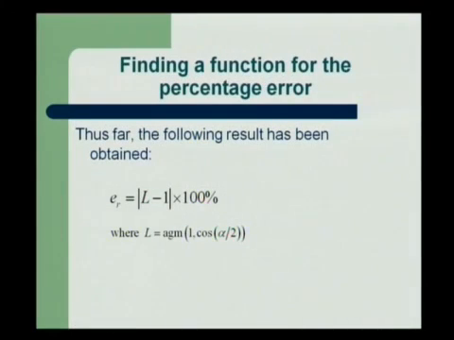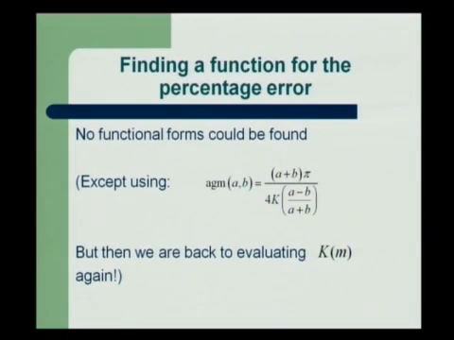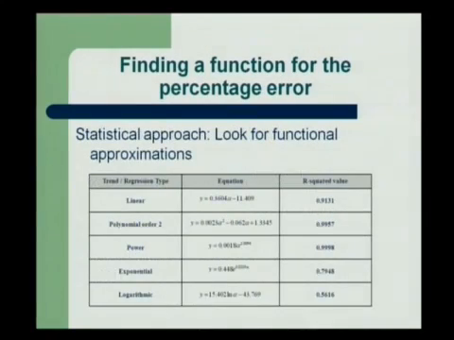So let's start with the following result, and we now wish to find a function for the percentage error. However, no simple functional forms could be found, except one using the complete elliptic integral of the first kind, but then we are back to where we started. So instead, a statistical approach was used, where functional approximations for the percentage error were found.